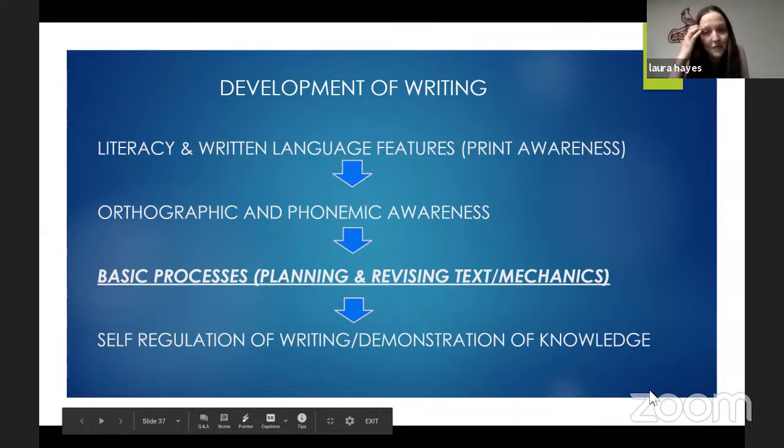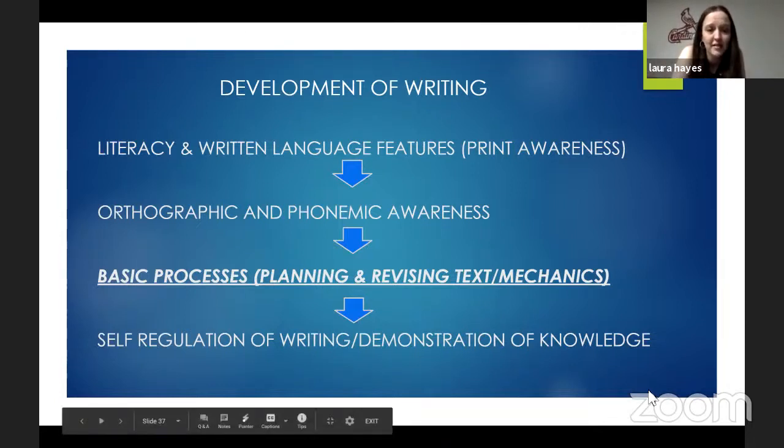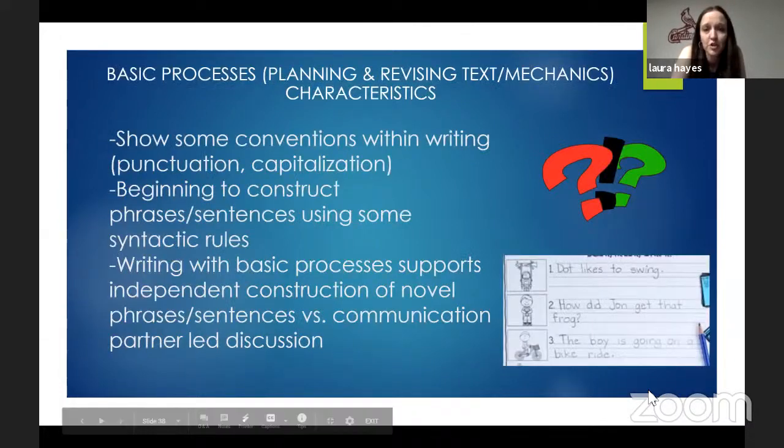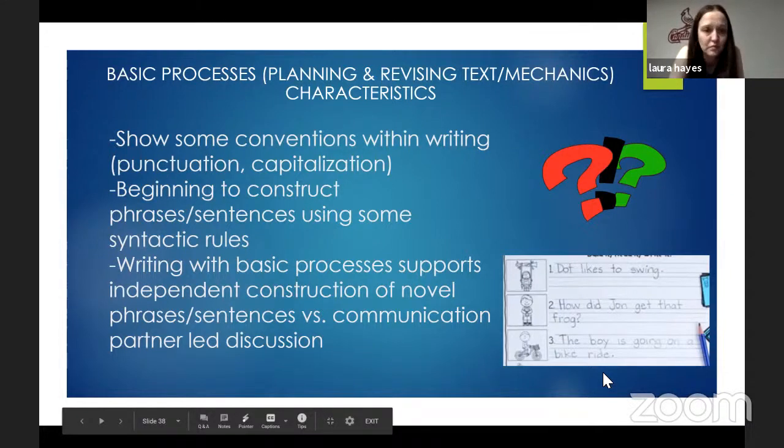Okay, so we only have about 10 minutes left. We started a little bit late because of our issues, so we're just going to keep on chugging along. But the third level and idea is that we're going to be working on these basic processes, so planning and revising text and mechanics. So being able to show those convention mechanical things in writing, such as punctuation, capitalization, constructing some phrases and sentences using syntax, and writing some of those processes that support communication versus partner-led discussions and independent construction of their own thoughts and ideas.